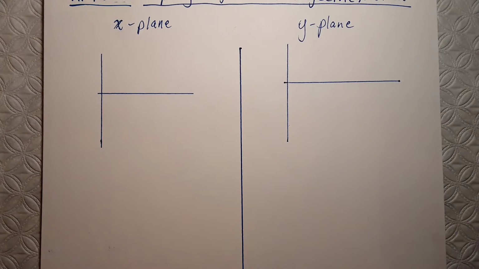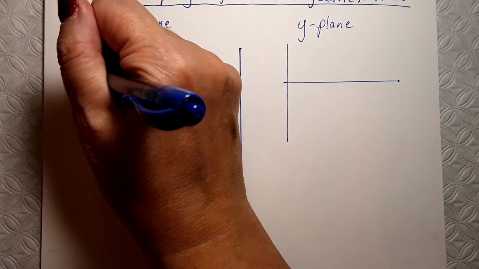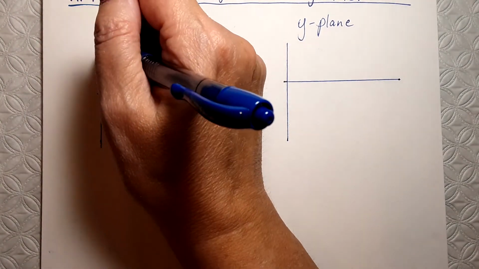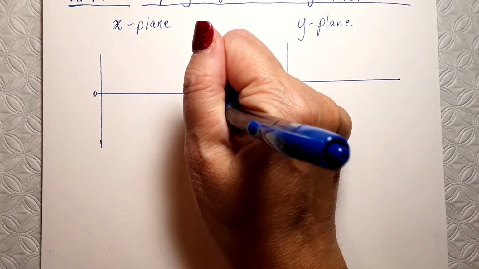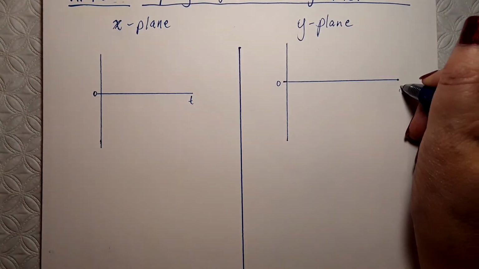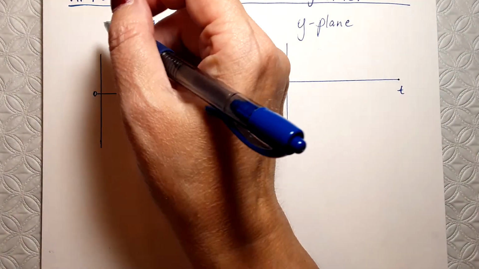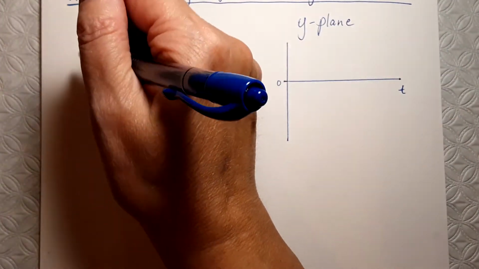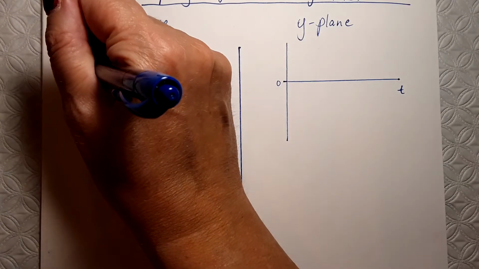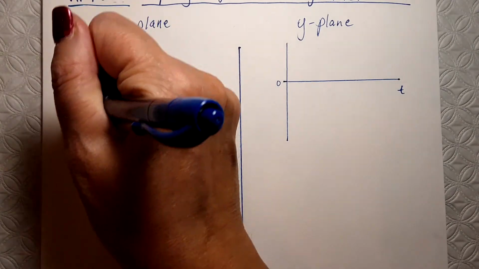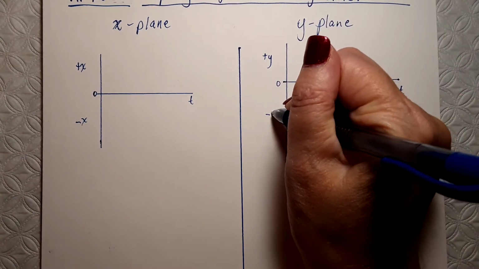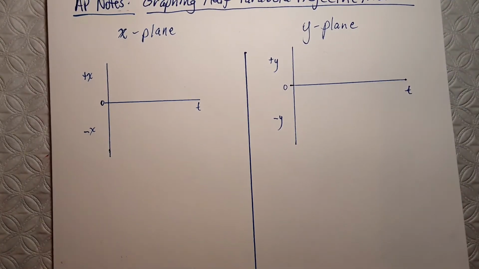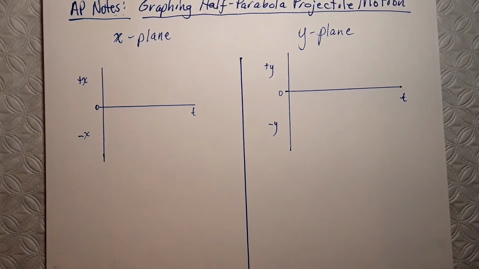All right. And we need to label. So you've got 0 for the time axis. And for the x-plane, we'll have positive x and negative x, and we have positive y and negative y positions.